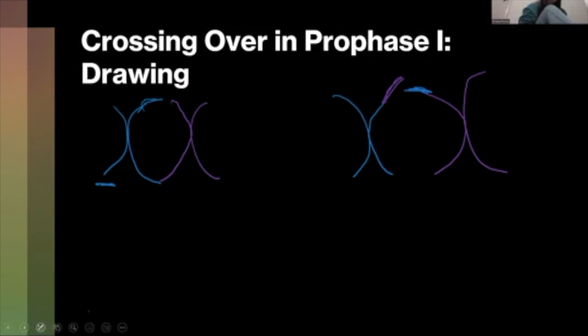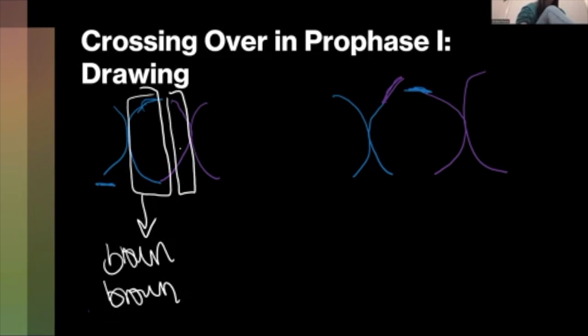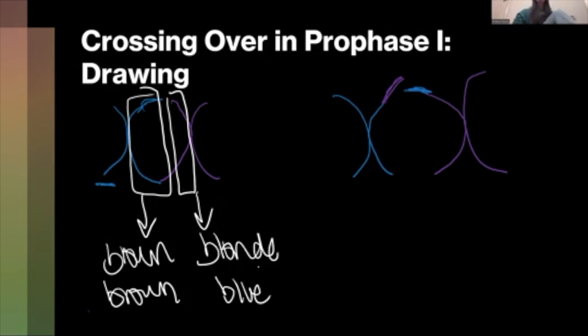So if we were to think about this chromosome right here, we're going to say that on the top was brown hair and on the bottom was brown eyes. And for this chromosome right here, we're going to say on the top was blonde hair and on the bottom was blue eyes.